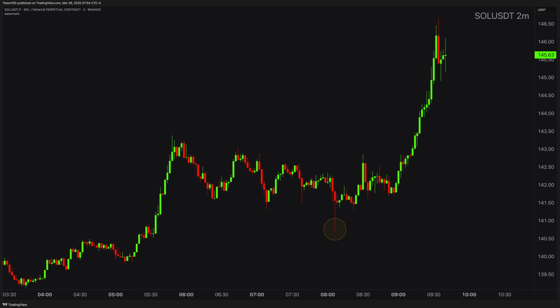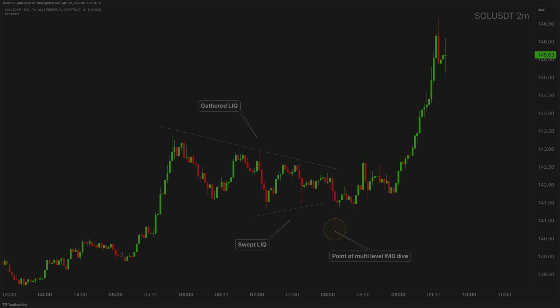Okay, now this is the multi-level imbalance zone, a possible location of the next rally coming up. When you look at this carefully, this also looks like a triangle. Upside liquidity is gathering, and downside liquidity is already swept. And the price is in our multi-level imbalance location. Now the question is, how do we trade this?